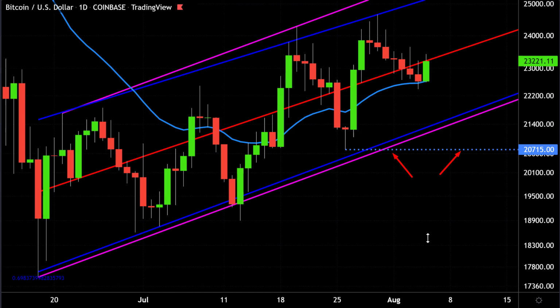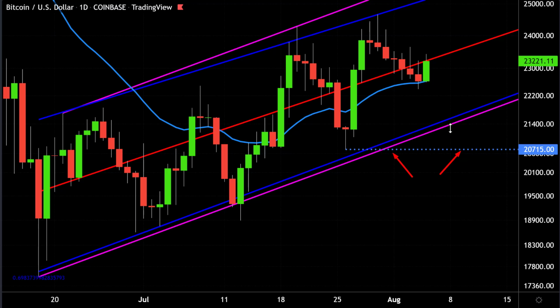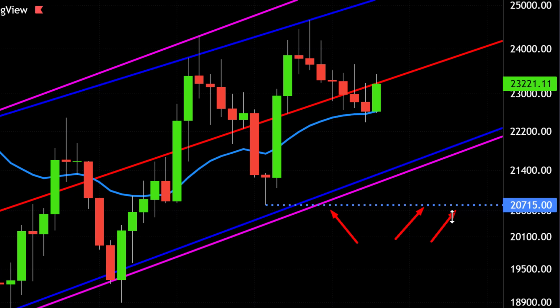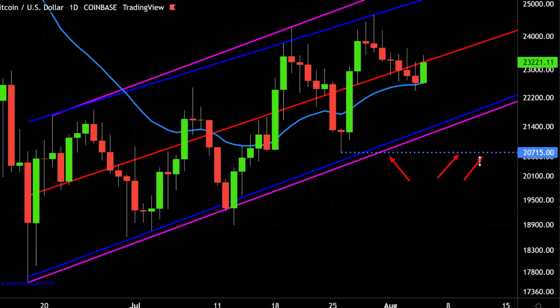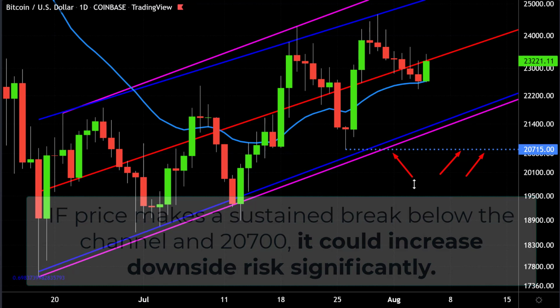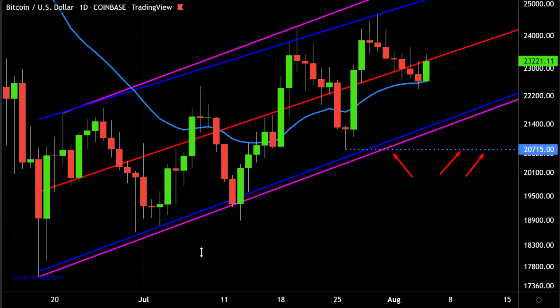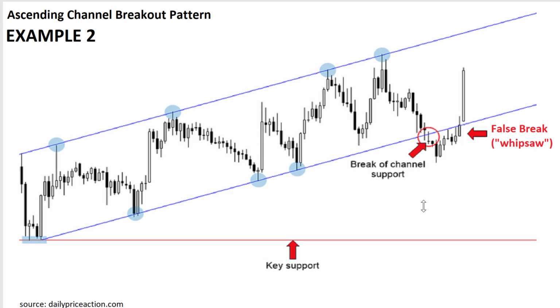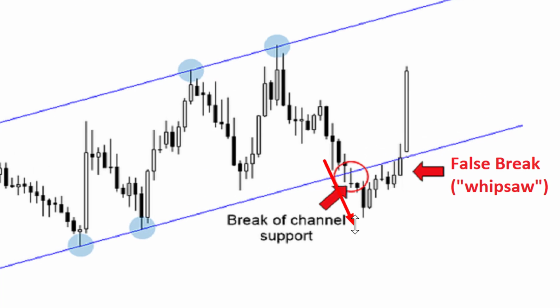If price were to break below this channel, and if it were to break below this key level of support, then we need to be very careful, because a sustained break of that support level could increase downside risk and could increase the probability of us retesting the lows we made back in June, if and only if price were to break out of this channel, and if we see a sustained break of 20,700. Again, be aware, guys, of false breaks. As I explained a few moments ago, if price were to break down and then go back within the channel, then no. If a false break happens, then we need to get bullish again on the chart.